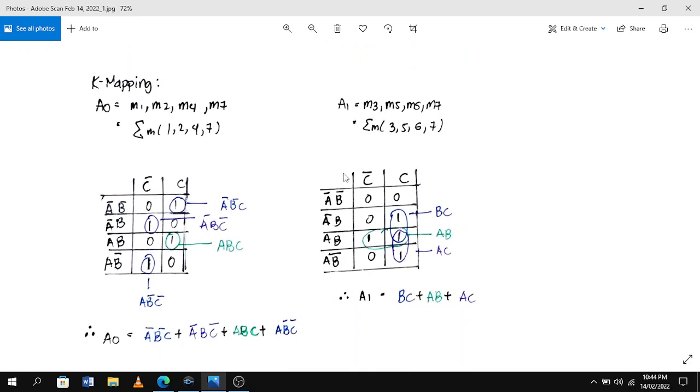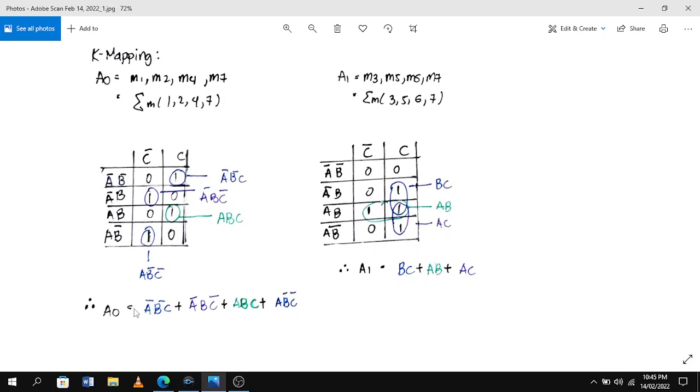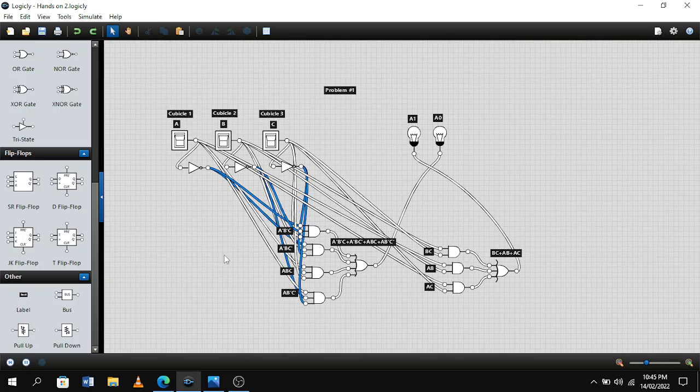So for A1, the K-map min terms are 3, 5, 6, and 7. Grouping them, one pair here, a pair in the middle, and a pair at the bottom. For the first pair, it's BC. Second pair is AB and AC. Therefore, A1 is BC plus AB plus AC. Now we have the equations, right? For our 2 outputs. Let's proceed to the solution for the design.